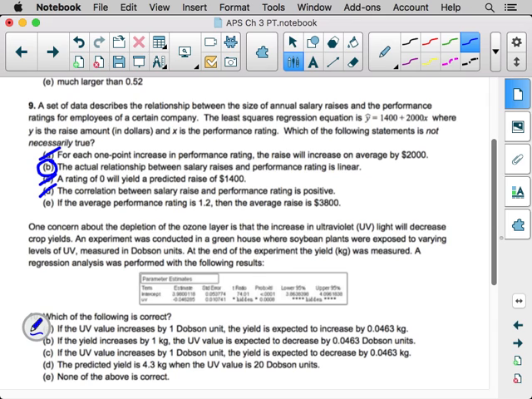If the average performance rating is 1.2, the average raise is 3,800. I'm not going to make you do it, but how would you check that fact? Plug it in, yes. You would plug 1.2 into the equation and you would see yes, it is 3,800. Because it's true, it is not what we're looking for.